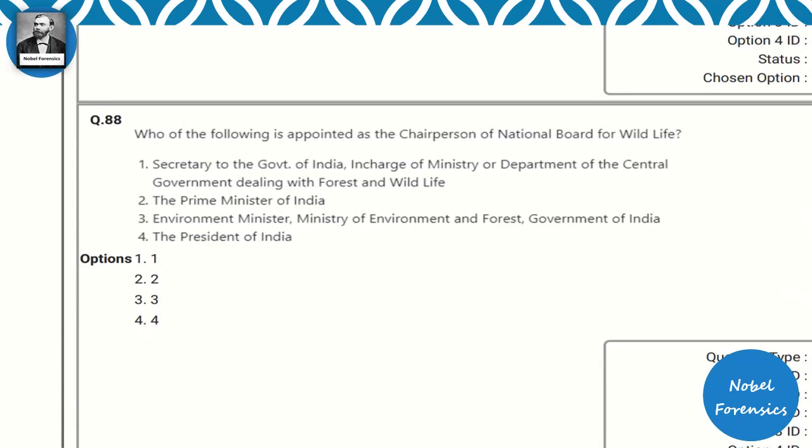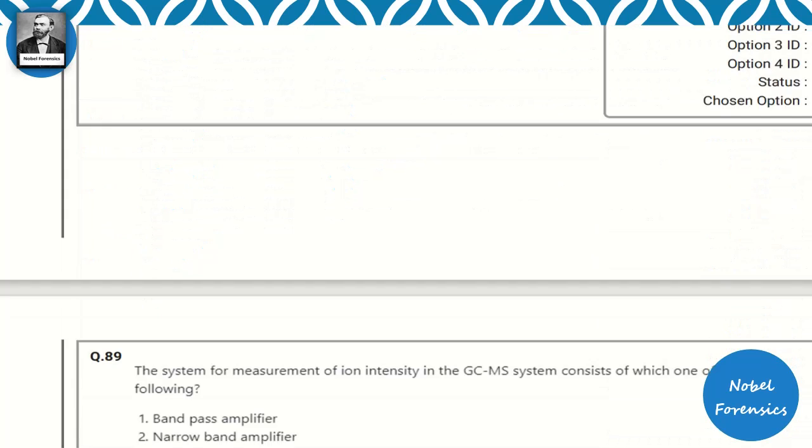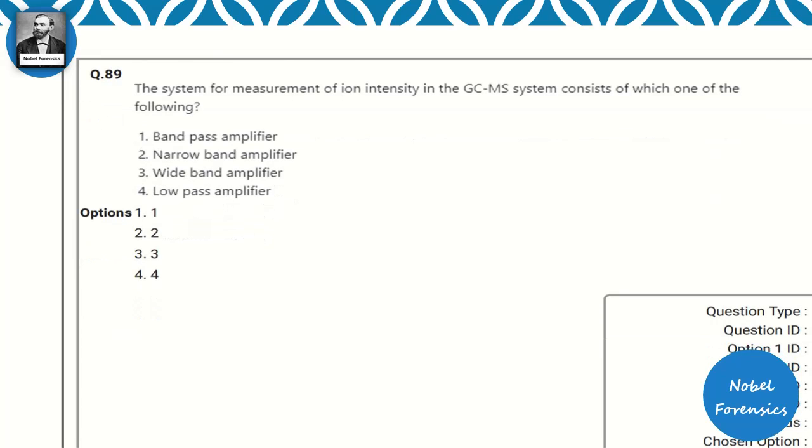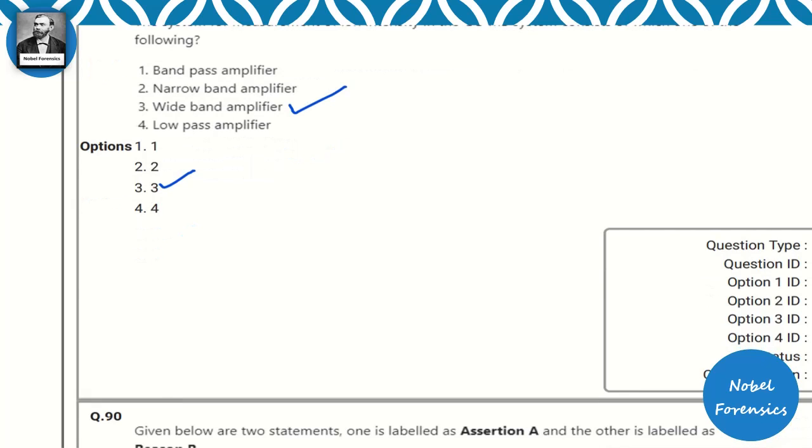Who of the following is appointed as the chairperson of the National Board for Wildlife? It is, of course, the Prime Minister of India. So option 2 is correct. Then 89. The system for measurement of ion intensity in the GCMS system consists of which one of the following? It consists of a wide band amplifier. So option 3 is correct.